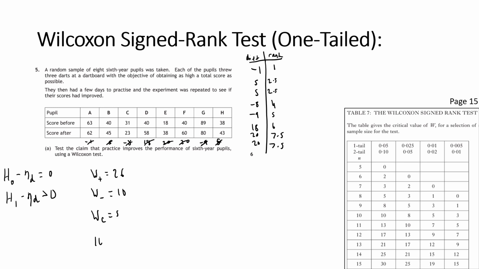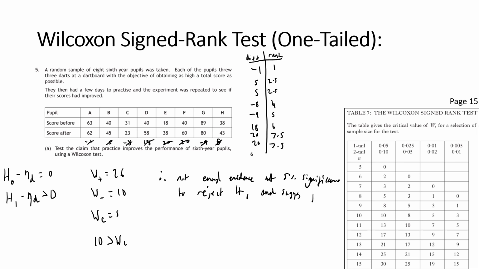Since 10 is greater than WC, therefore, not enough evidence at 5% significance to reject H0 and suggest practice improves the performance of sixth-year pupils.